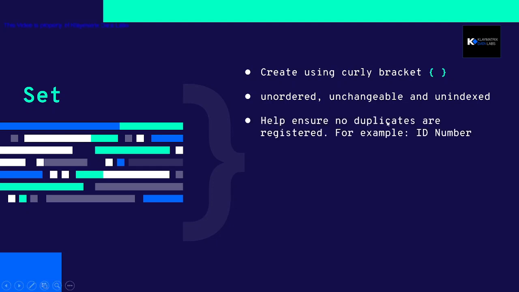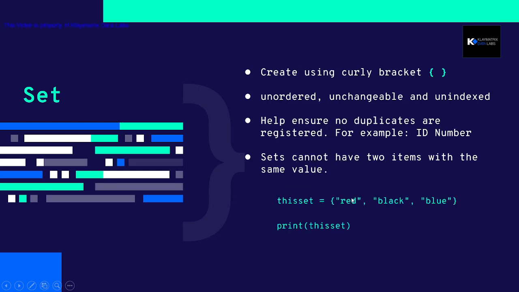Sets help to ensure there are no duplicates. For example, if you have a collection of ID numbers, you do not want any duplicates. And since there are no duplicates, no two items can have the same value in a set. Here is an example of a set where we're creating a set of three colors.